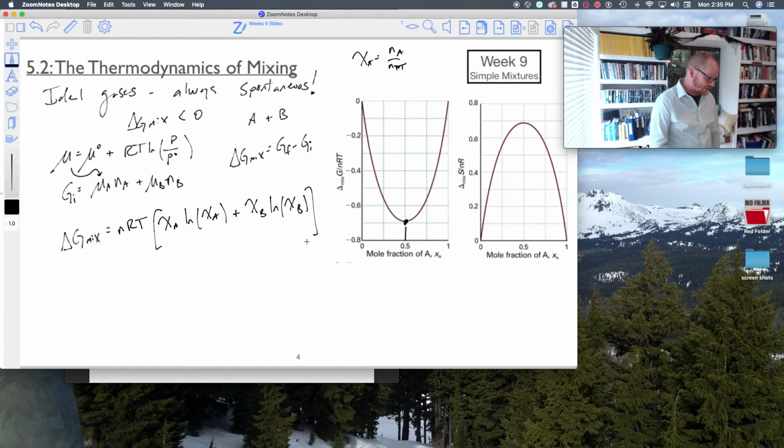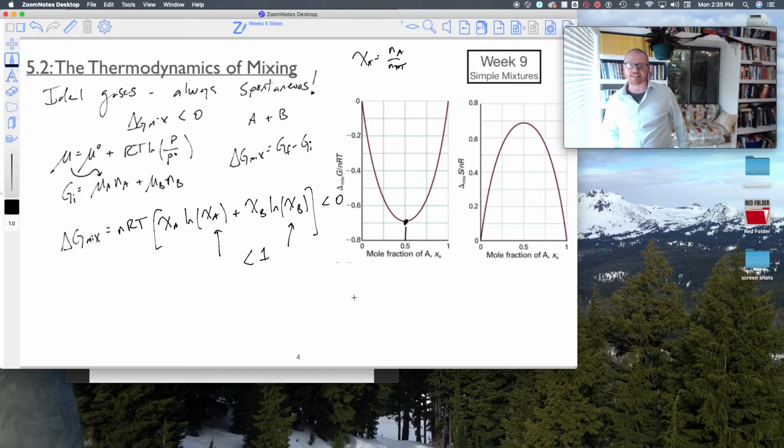And so if we inspect this equation really quick, we note that because these mole fractions are always less than 1, right? That means my natural log is always going to be a natural log of a number less than 1, which gives me a negative. So this equation will always be negative. So mixing ideal gases is always spontaneous.